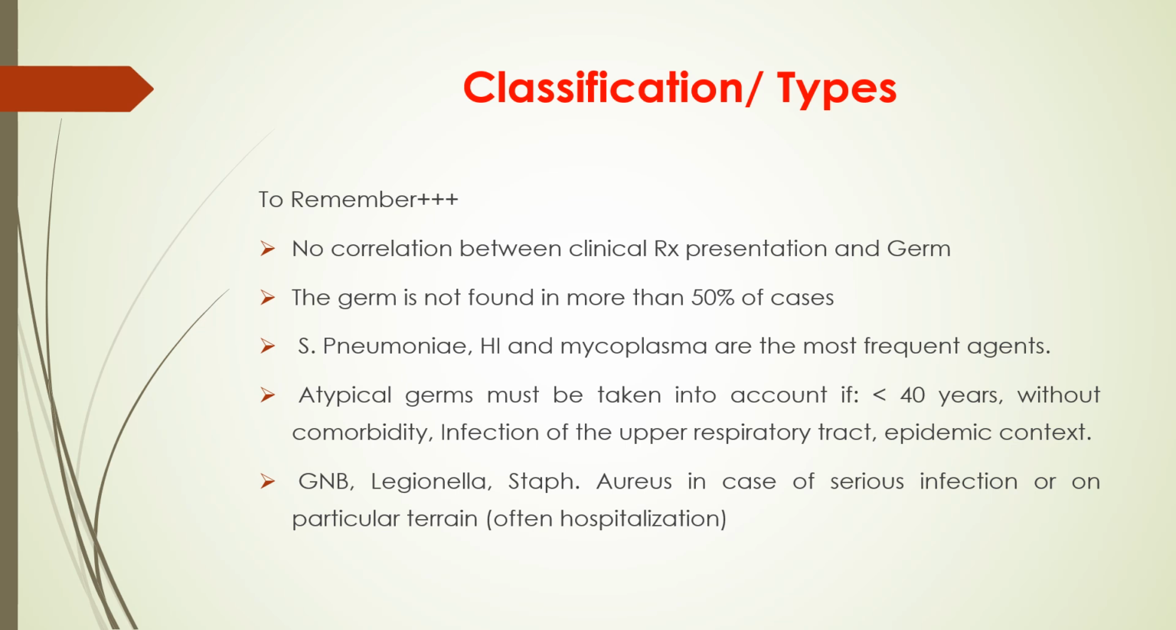Atypical germs must be taken into account if the patient is under 40 years, with no comorbidity, and an infection of the upper respiratory tract. Gram-negative bacilli, Legionella, and Staphylococcus aureus are found in case of serious infection on a particular terrain, and they mostly need hospitalization.